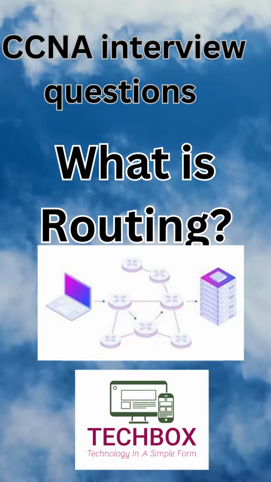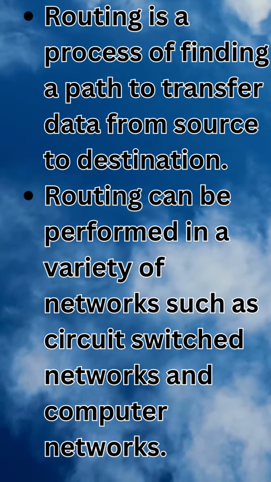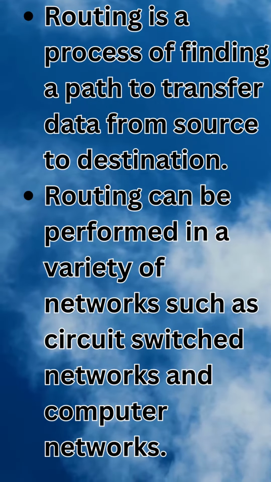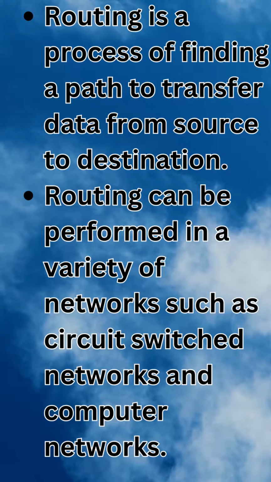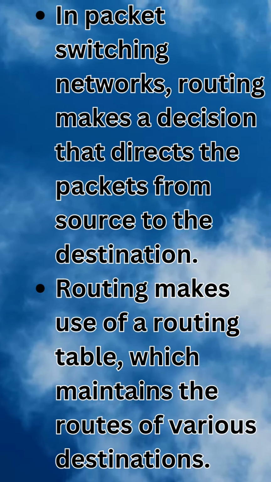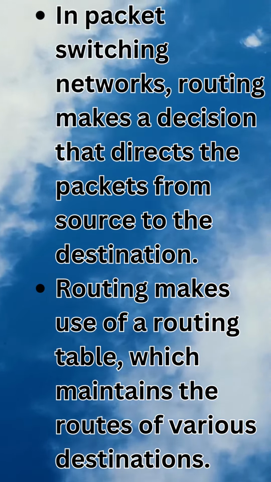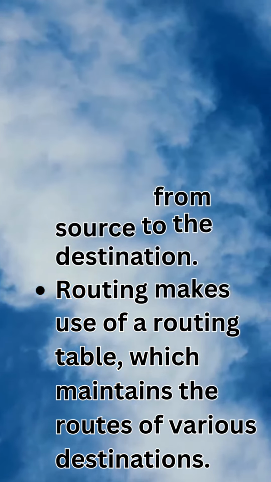What is routing? Routing is a process of finding a path to transfer data from source to destination. Routing can be performed in a variety of networks such as circuit switched networks and computer networks. In packet switching networks, routing makes a decision that directs the packets from source to the destination. Routing makes use of a routing table, which maintains the routes of various destinations.